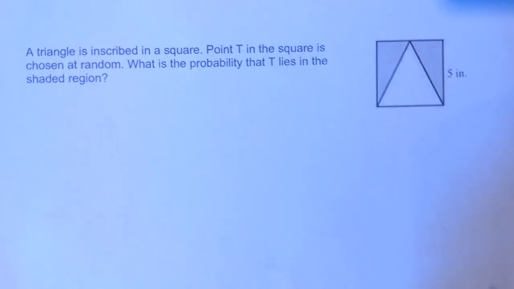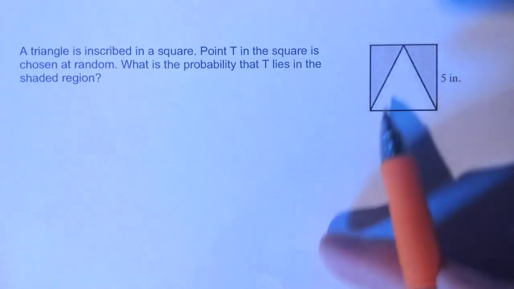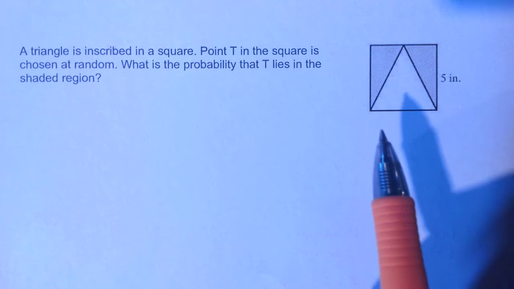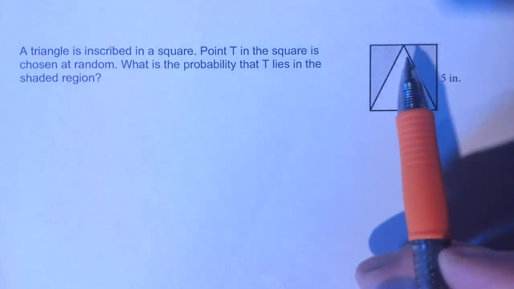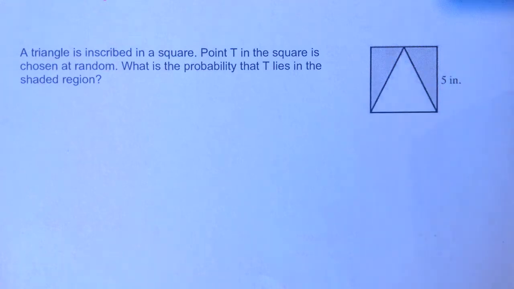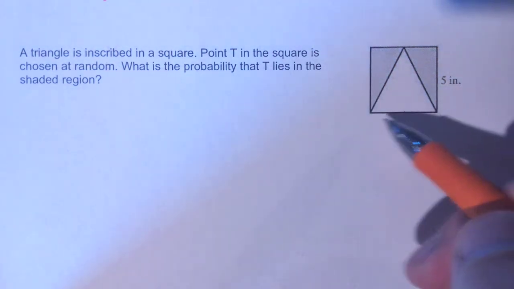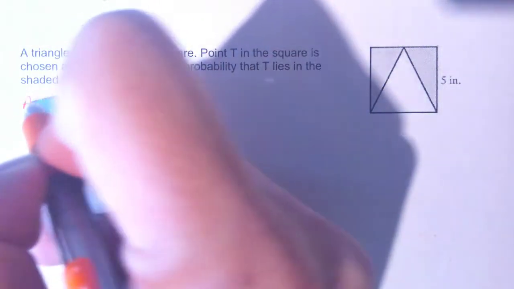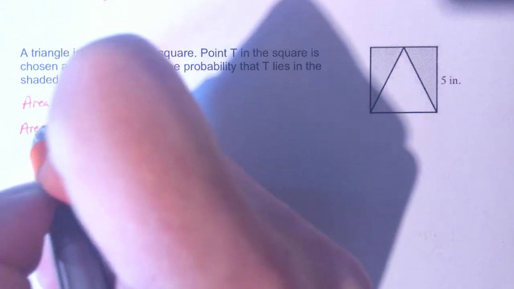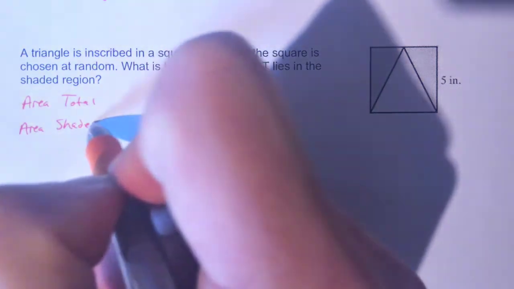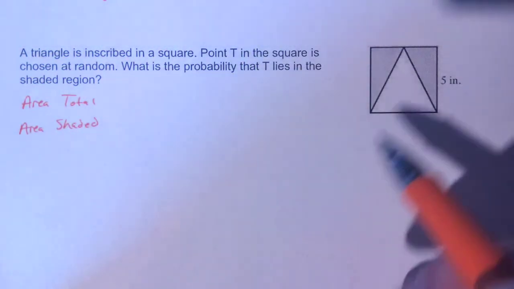We've got another example similar to that one. It says a triangle is inscribed in a square as well. Point T in the square is going to be chosen at random. We want to know what's the probability, once again, that it would be in that shaded region. Okay, so again, we need to know the area of the total figure, and we need to know the area of the shaded portion. And then we just do the shaded divided by the total, right?